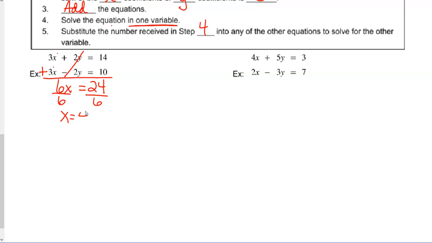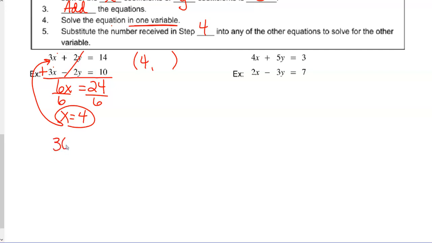and I get x to equal 4. Remember, that is half of my point. I now need to plug that back into one or two of the equations. It doesn't matter. I don't really want to work with that negative, so I'm actually going to plug that back in here to this original.